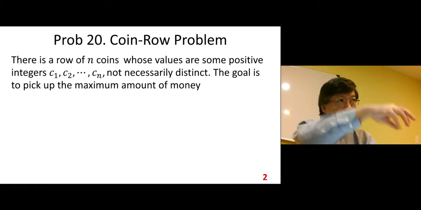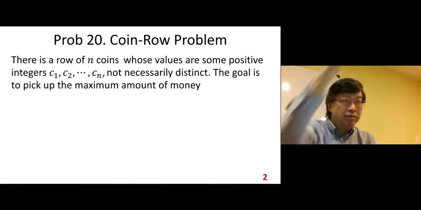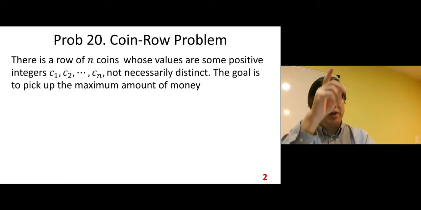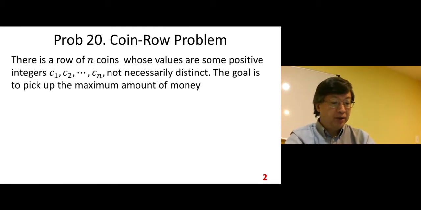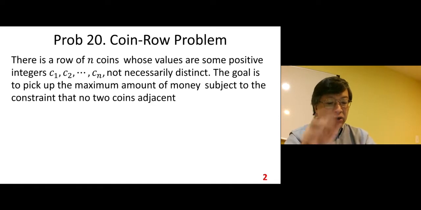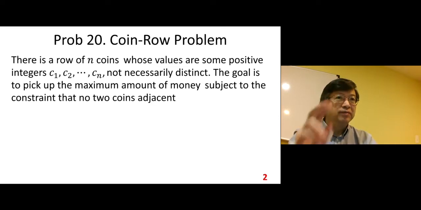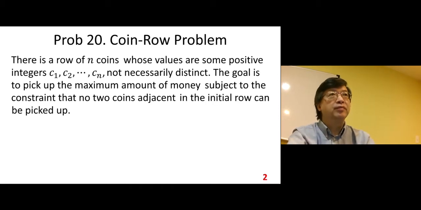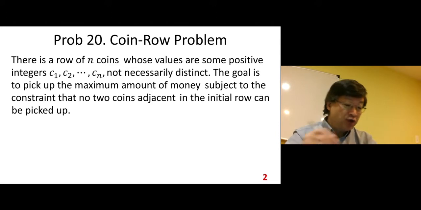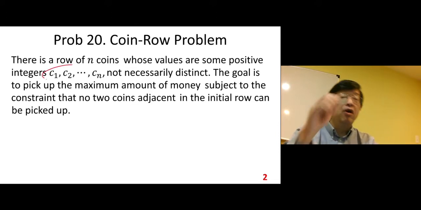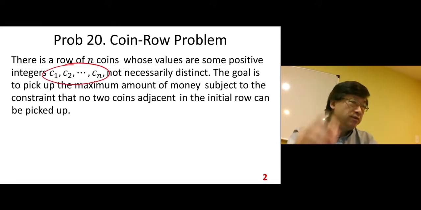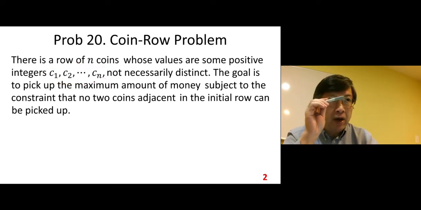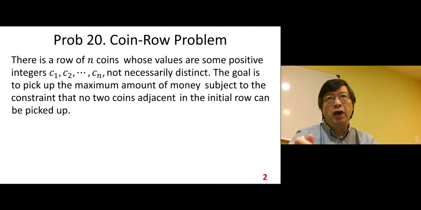People always want to get maximum value. But there is a constraint: no two coins adjacent in the initial row can be picked up. If you do not have this constraint, then everyone picks all the coins, right? Then it's too easy. So we put some constraint to make the problem a little harder.